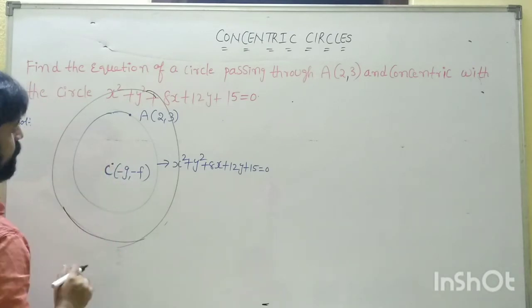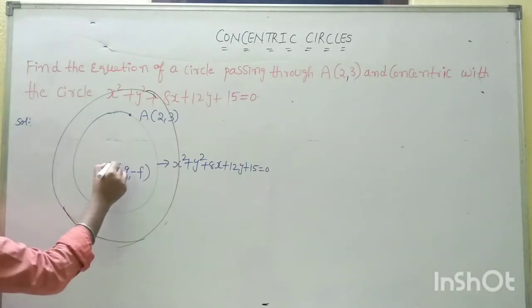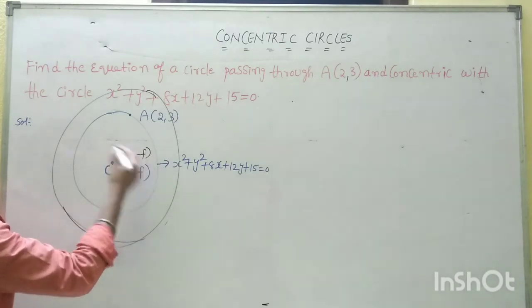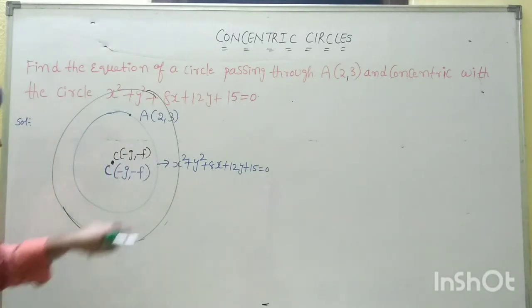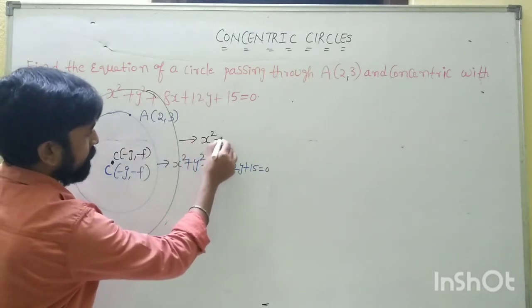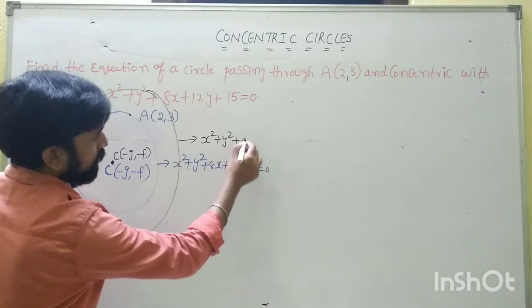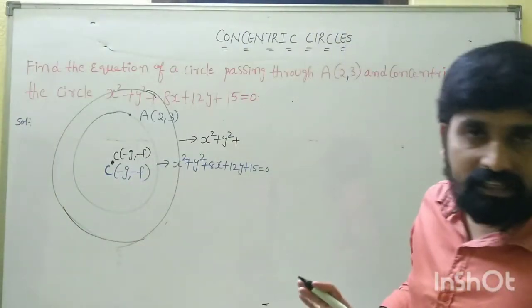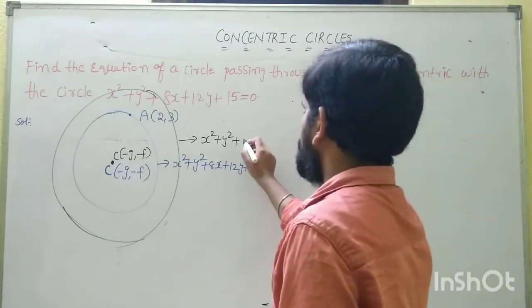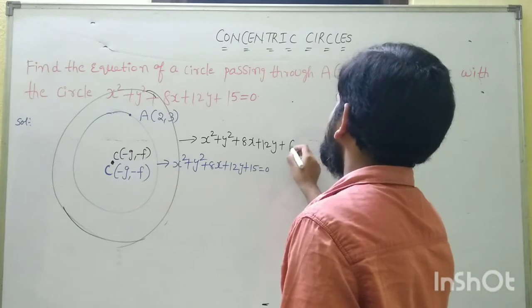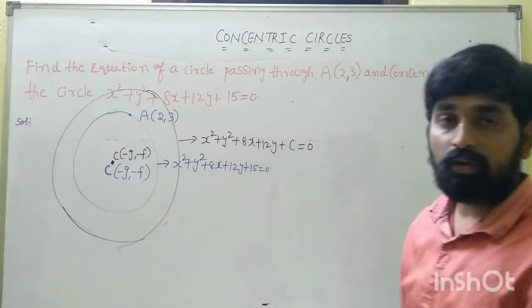Having center itself here. Okay? Same center, (-E, -F). So we need to find this circle equation. Same center, but the difference is x square plus y square plus 8x plus 12y plus c is equal to 0.